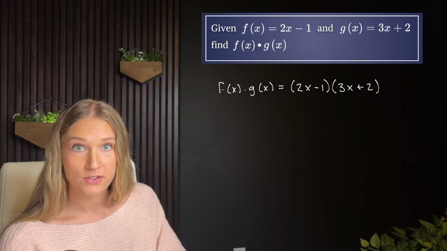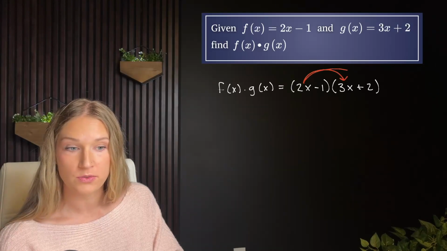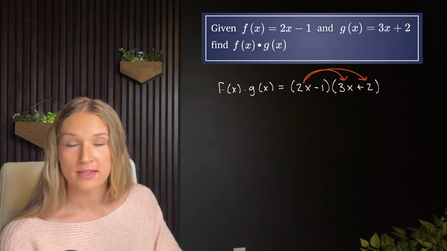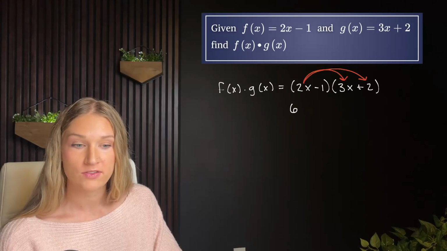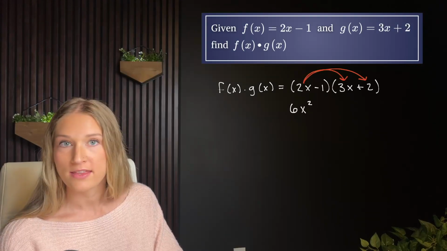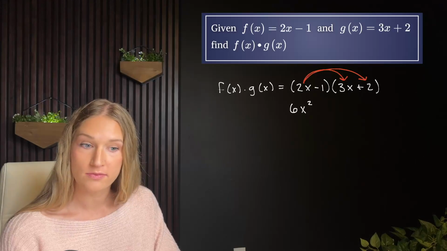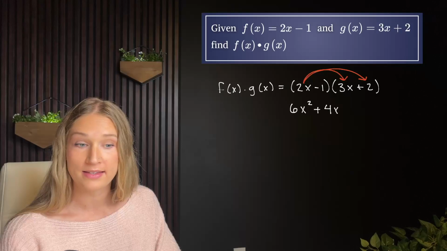So I start with my 2x, I distribute it to the 3x, and I distribute it to the positive 2, and I just multiply. 2x times 3x, I multiply the coefficients 2 and 3 to get 6, and then x times x gives me x squared. I then move on to the 2x times the positive 2. It's positive, so I write plus. 2 times 2 is 4, and then I have that x there.